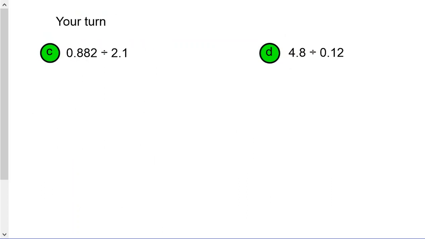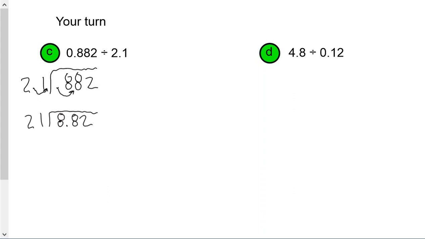Alright, last two. We got 0.882 divided by 2.1. So we got 0.882 as the dividend and 2.1 as the divisor. Okay, I'm going to make this divisor a whole number, so I'm going to move it to the right one spot. I need to do the same in my dividend, and so now we got 21 going into 8.82. I want to make sure I bring that decimal place up there.